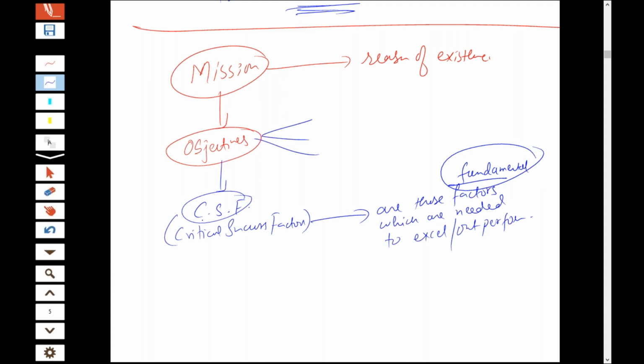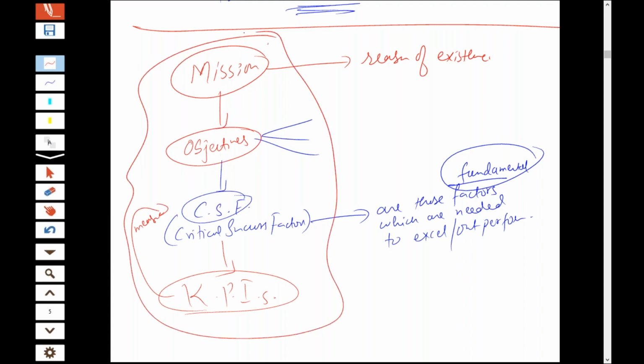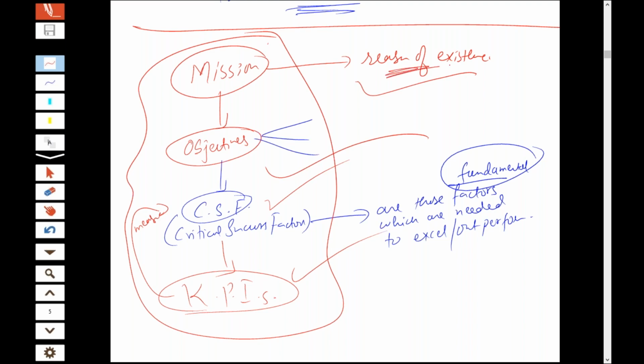So these are the resources which are needed, and then you will be using KPIs, key performance indicators, in order to measure the CSF. Okay, so this is the hierarchy of the basic organization, starting with the mission, then objectives, then in order to achieve the objectives you need critical success factors, and then the KPIs, which we had discussed in detail in yesterday's class. And mission, I just explained at the start of this class, is the reason of existence. You publish a mission statement and all that stuff.